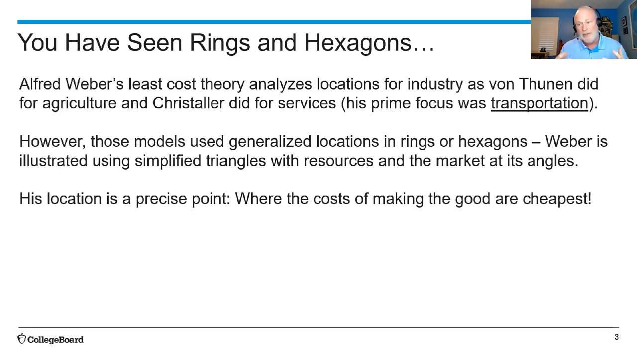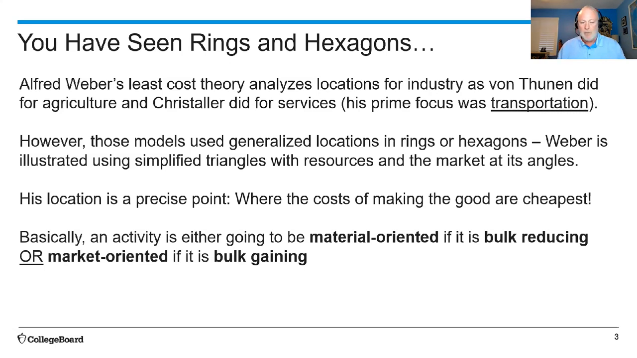And the theory goes that wherever the cheapest location to put those raw materials together into a finished product and then ship it to the market, that's where you will choose to locate your factory. And again, transportation costs were his prime concern. So basically, an activity is either going to be material oriented if it's closer to the raw materials, or it's going to be market oriented if it's closer to where you're going to sell it. And we have other words that we can use to describe those concepts.